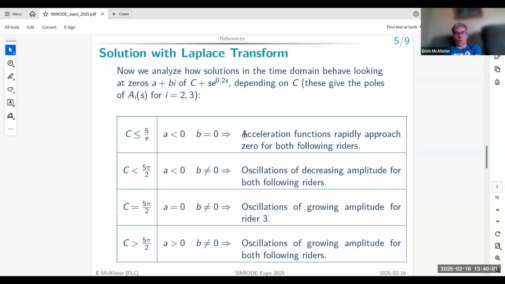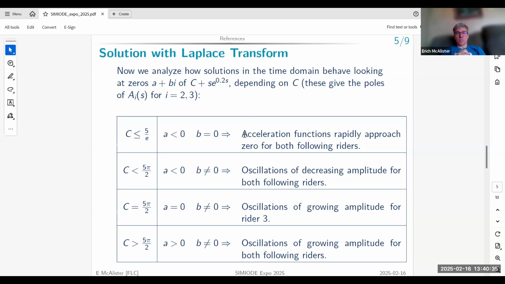It's kind of like an overdamped oscillator, but obviously it's not. If c is between 5 over e and 5 pi over 2, now there's a negative real part and a non-zero imaginary part. So there's oscillation. And then if c is 5 pi over 2, that's where a bifurcation happens, where suddenly the real part becomes positive. And so you have oscillations of growing amplitude.